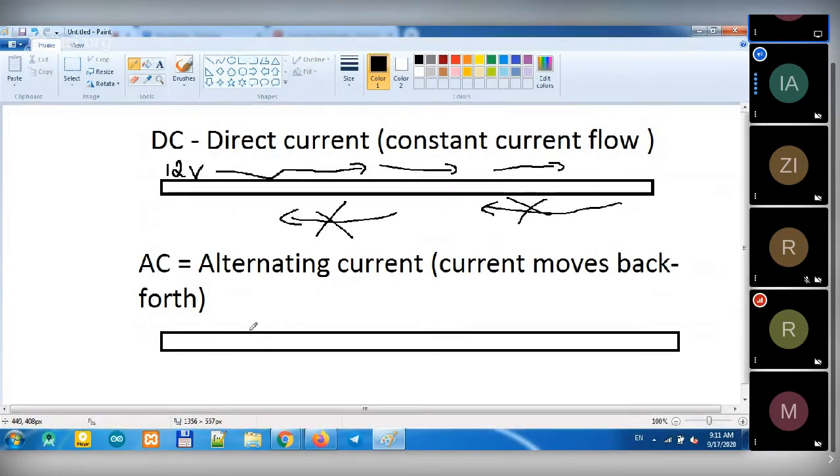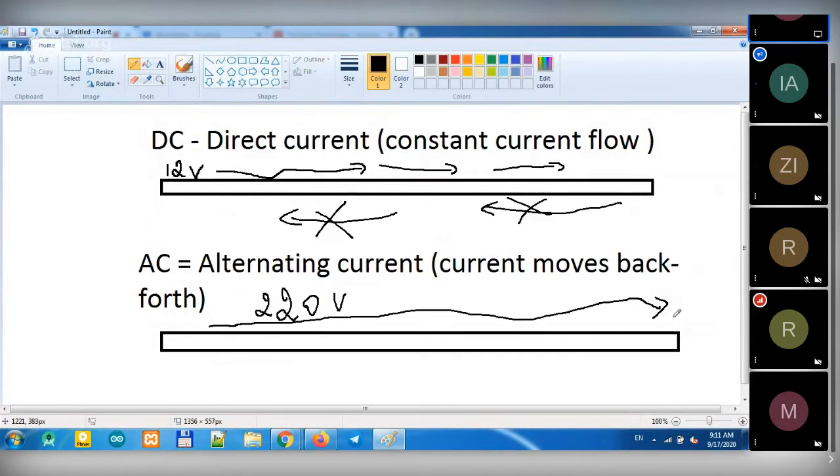Now let's see the alternating current. Alternating current is bigger in numbers. Normally you heard about 220 volts, right? Let's say this wire has 220 volts. It means our electricity goes this way, and once it reaches the destination and nobody is using it, it will go back to where it came from.